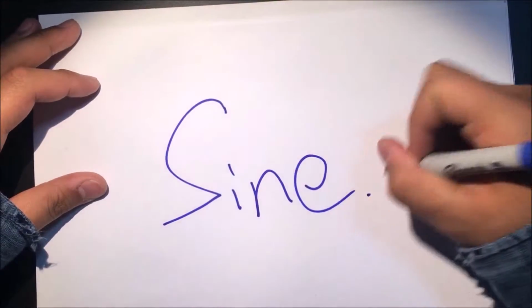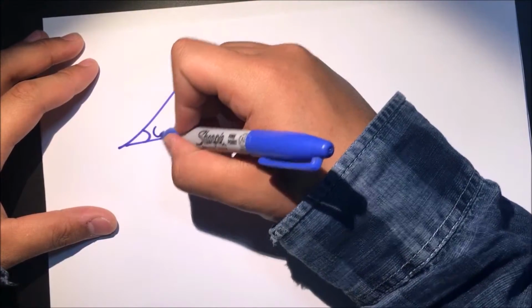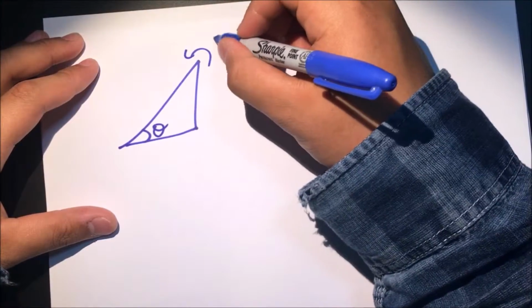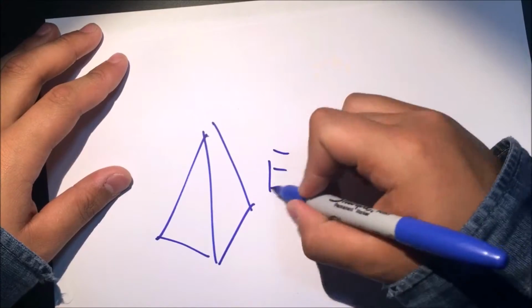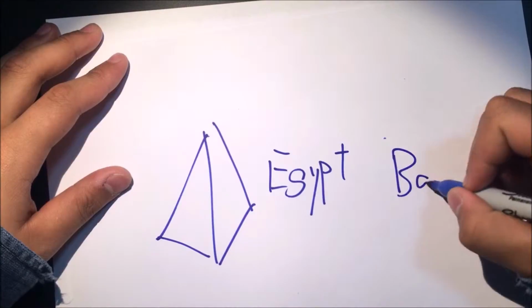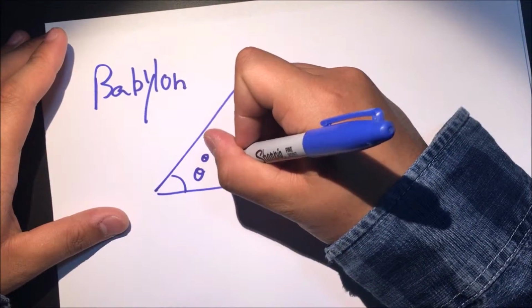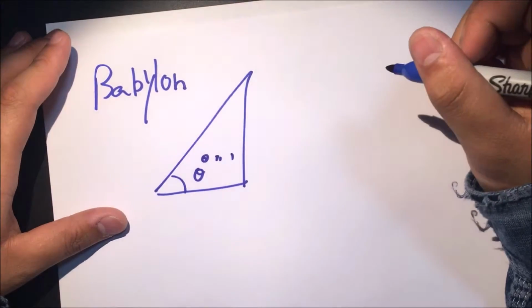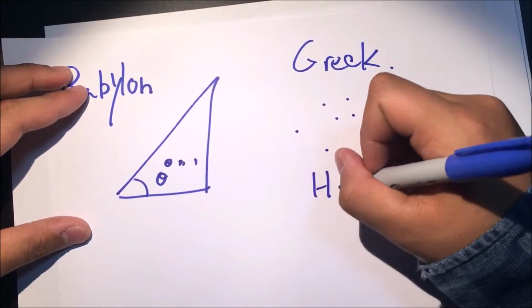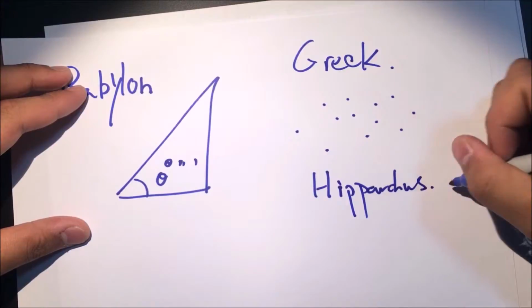Sine. In mathematics, the sine is a trigonometric function of an angle. The basics of trigonometry were first recorded in Egyptian and Babylonian mathematics. The Babylonians established the measurement of angles in degrees, minutes, and seconds. It wasn't until the time of the Greeks that the knowledge of trigonometry expanded.